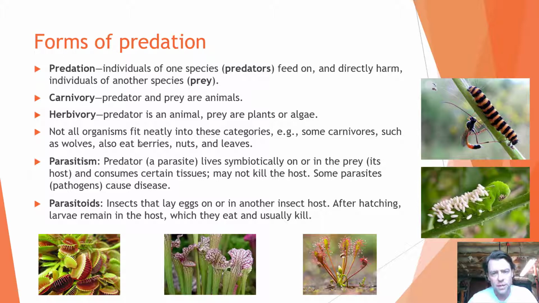And in parasitism, this is when the predator is a parasite, which lives symbiotically on or in its prey, and that is the host, and it consumes certain tissues and may or may not kill the host. Some parasites can be pathogenic, of course. And then there are parasitoids, and these are those that lay eggs in or on another insect host, and after hatching, the larvae remain on the host or in the host, which they eat and usually kill.